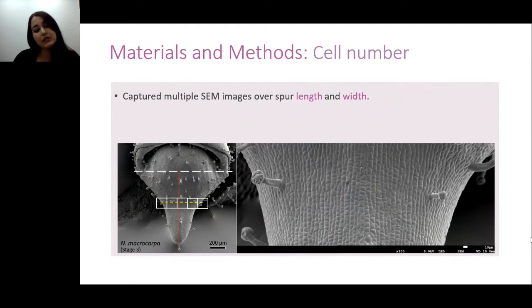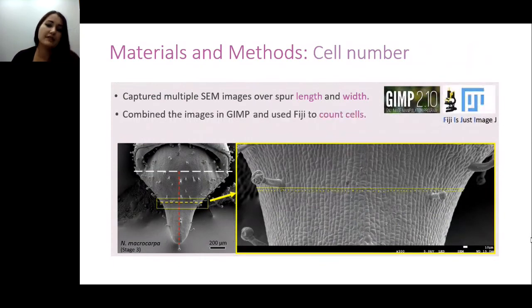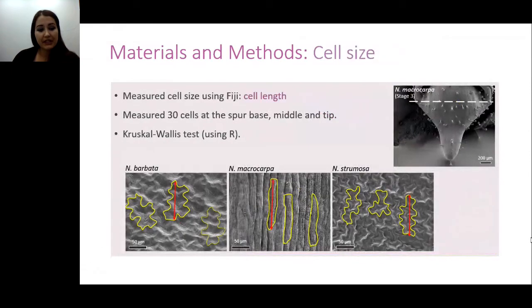Then these multiple images were combined using GIMP, and this high-resolution SEM image was then imported into Fiji, which is ImageJ, and we drew a line over spur length and width, and all the cells encountered by the line were counted. We also did a Kruskal-Wallis test to compare for significant differences between the cell number over spur length and width for the mature spurs at species level. Then for cell size, we measured cell length and width using Fiji. We measured 30 randomly collected cells at the base, middle, and tip of the spur. And then we also did a Kruskal-Wallis test to test for significant differences in cell size within mature spurs at species level.